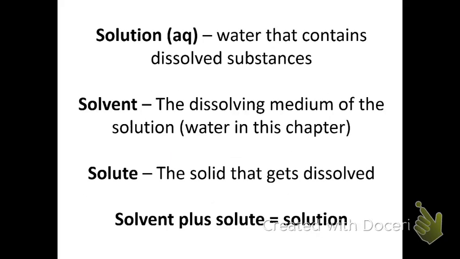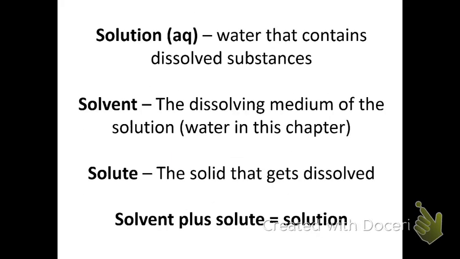So let's begin by talking about the S words. The first word is something we use all the time, but let's formally define it: the word solution. When it's an aqueous solution, we're talking about water that contains dissolved substances. Solvent is the dissolving media of the solution. In this chapter, it's water. Water is our solvent. And finally, we're going to talk about the word solute. This is the solid that gets dissolved.